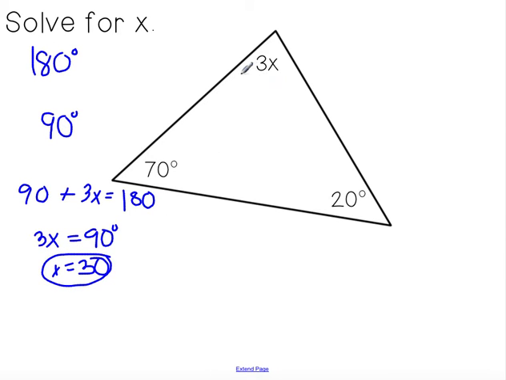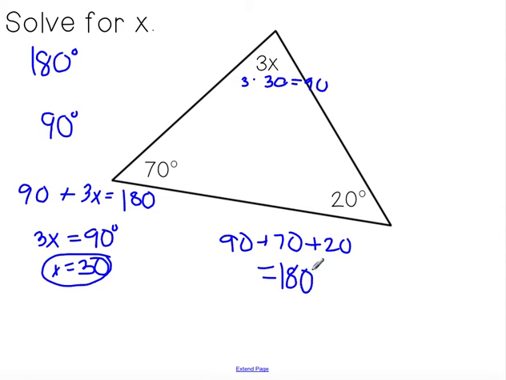So if x is 30, we have 3 times x, or 3 times 30, is 90. And then if we have 90 plus 70 plus 20, we get 180 degrees. So that is perfect.